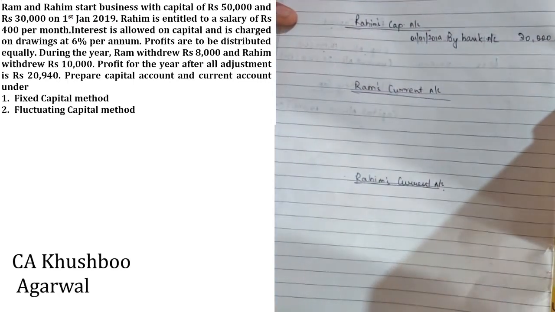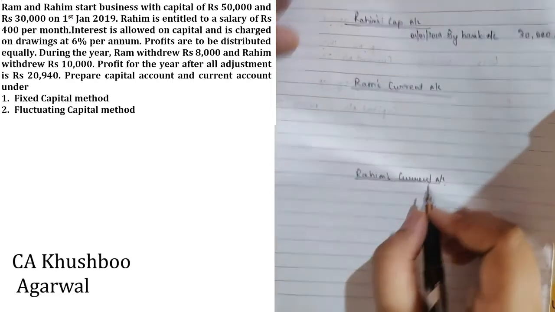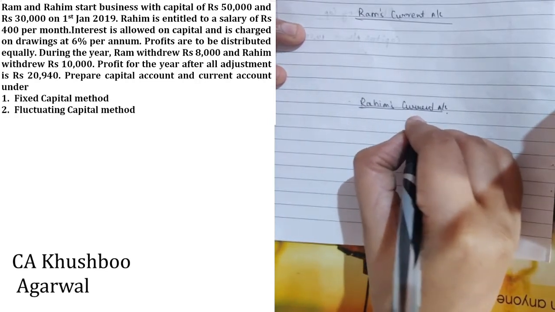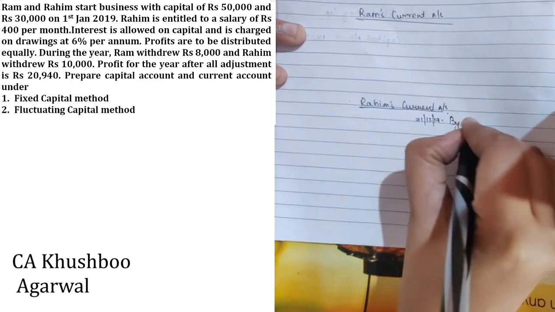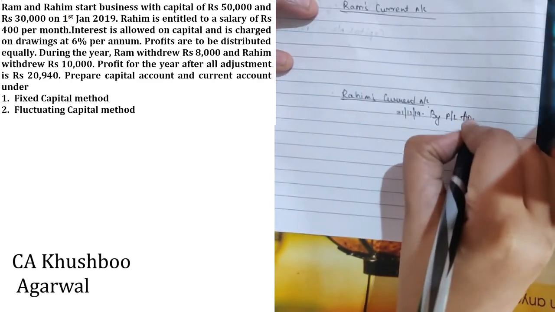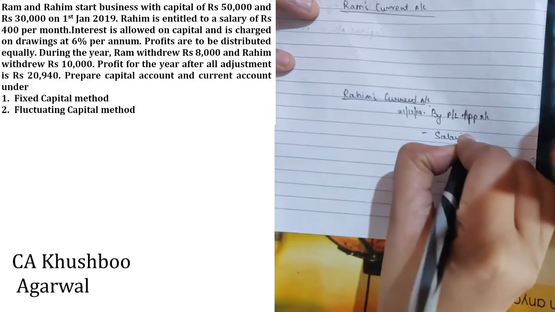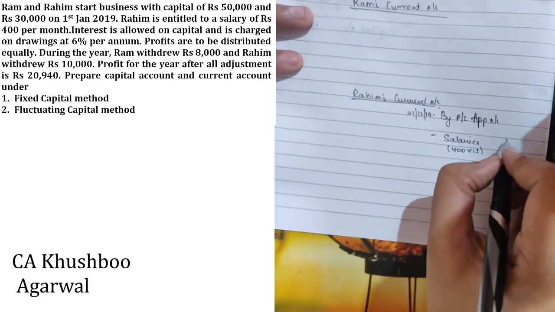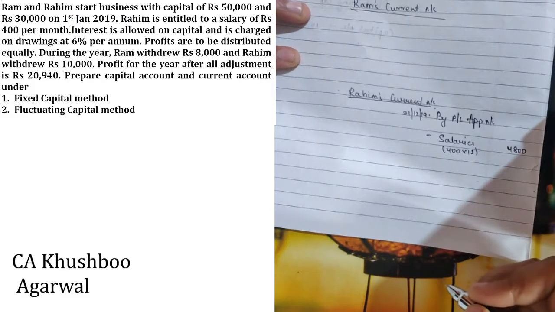Next we have Rahim is entitled to a salary of 400 rupees per month. Now since this is the fixed capital account method, we are going to account for this transaction in Rahim's current account. Therefore, 31st December 2019, by PL appropriation account, salaries 400 into 12, that is 4800 credit in Rahim's current account.